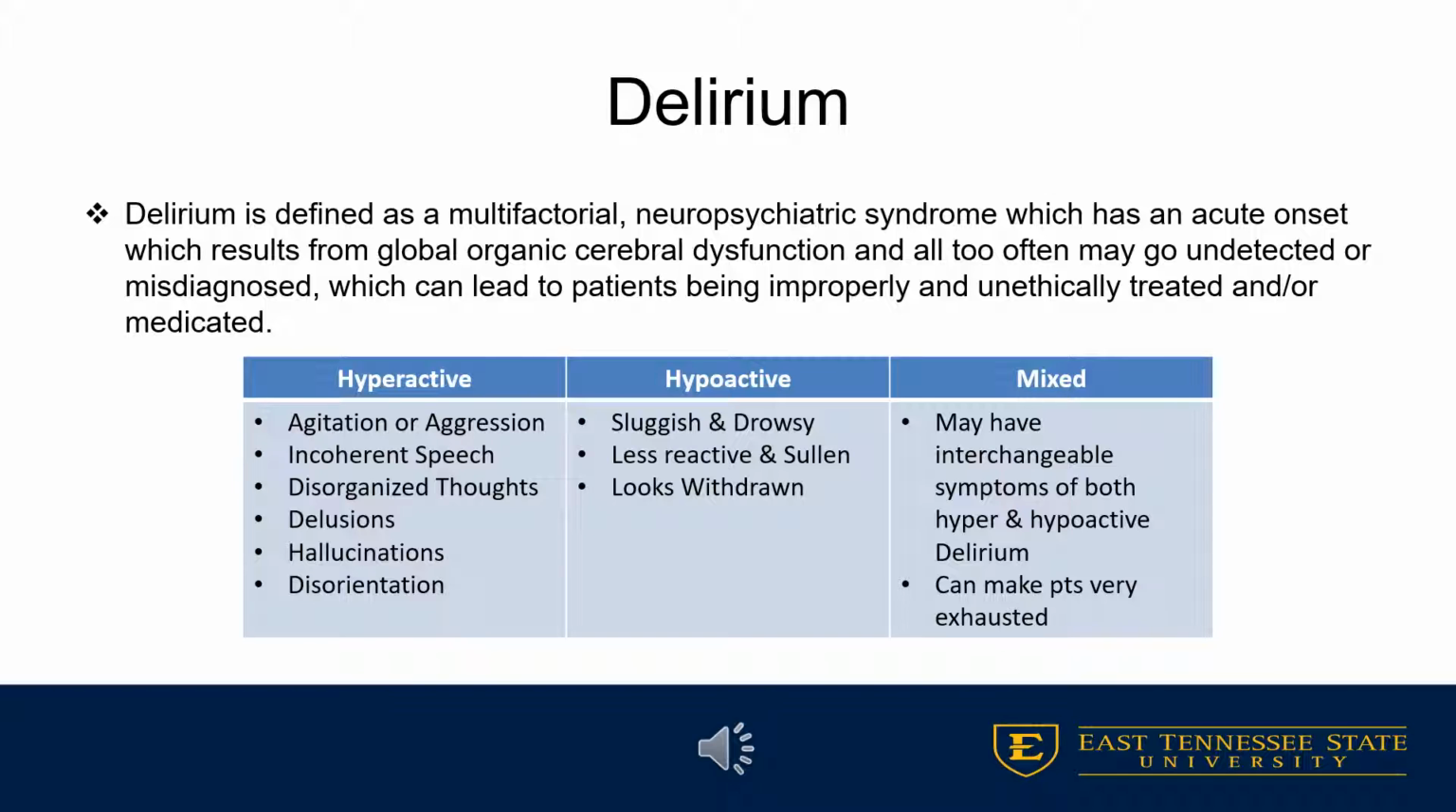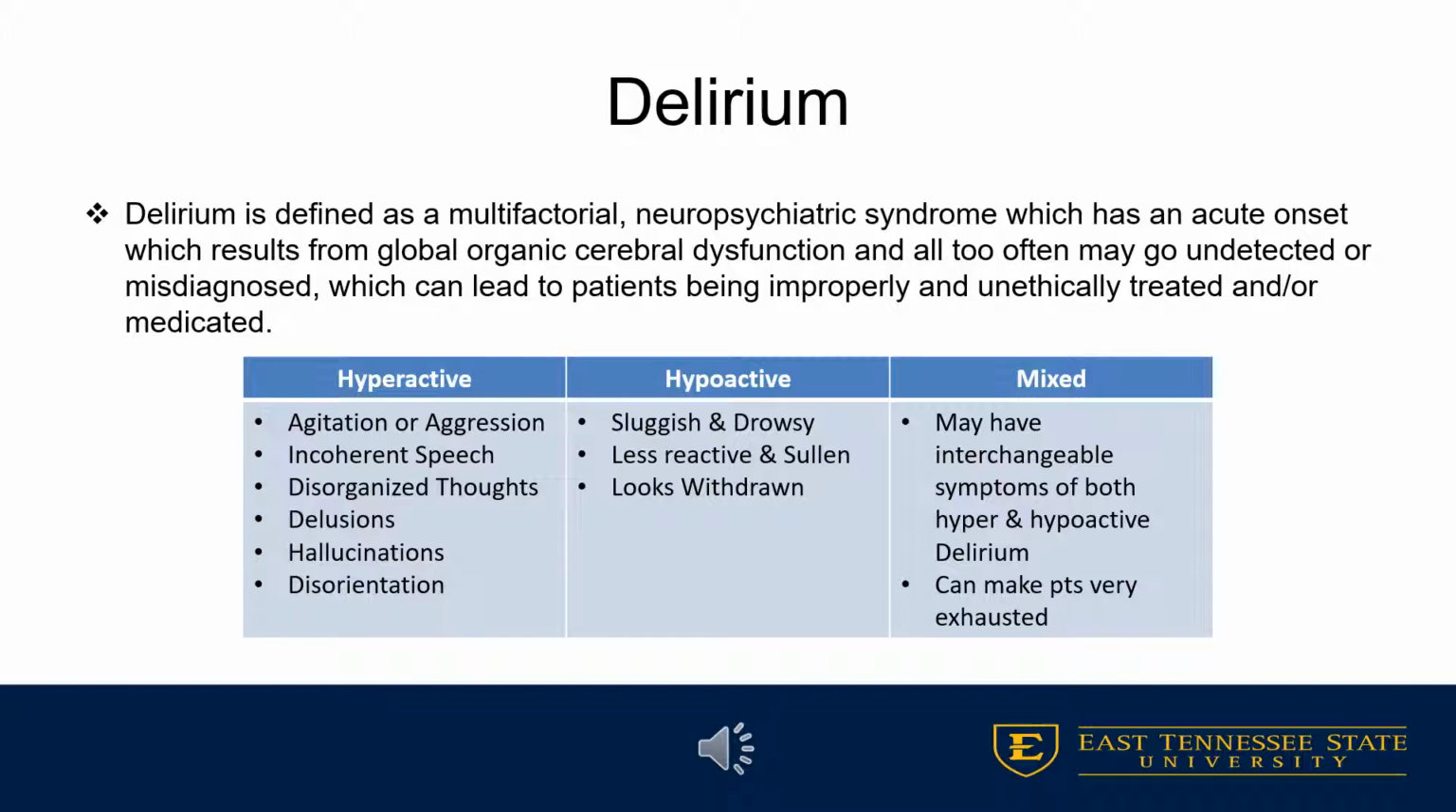Delirium can be broken down into 3 different types: hyperactive, hypoactive, and mixed delirium. And you can see the signs and symptoms for each on the screen. Hyperactive typically presents with agitation and aggression, incoherent speech, disorganized thoughts, delusions, hallucinations, and disorientation.